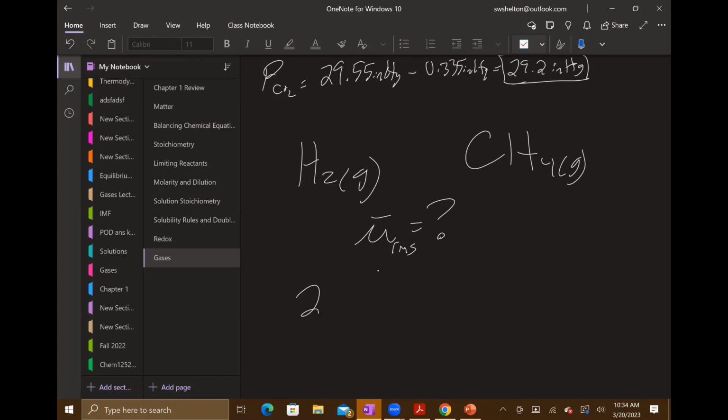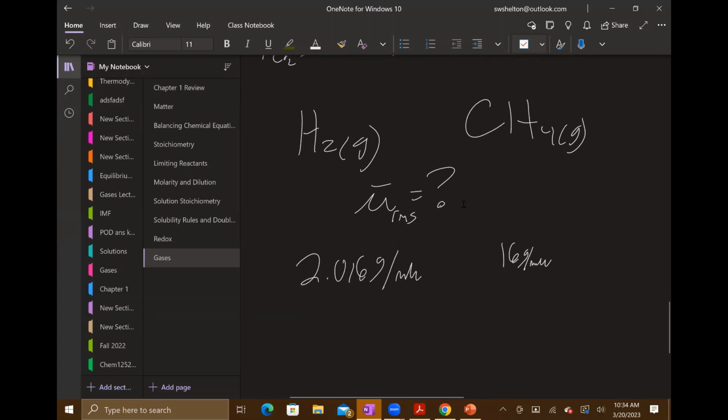Now, hydrogen gas is 2.016 grams per mole. I'm just going to go ahead and calculate it for you. That one's pretty easy. And then this one is 16 grams per mole. Now, based off of just basic observations through time, we always have seen that lighter molecules are going to move faster than bigger molecules, right?